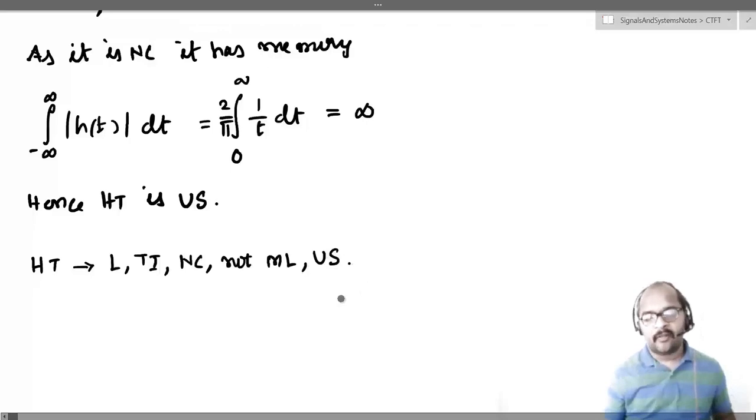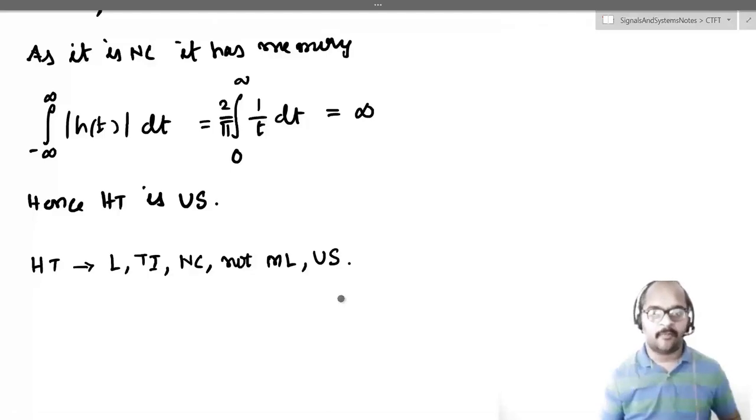Okay, with that, we are done with all the 13 properties of the continuous time Fourier transform.